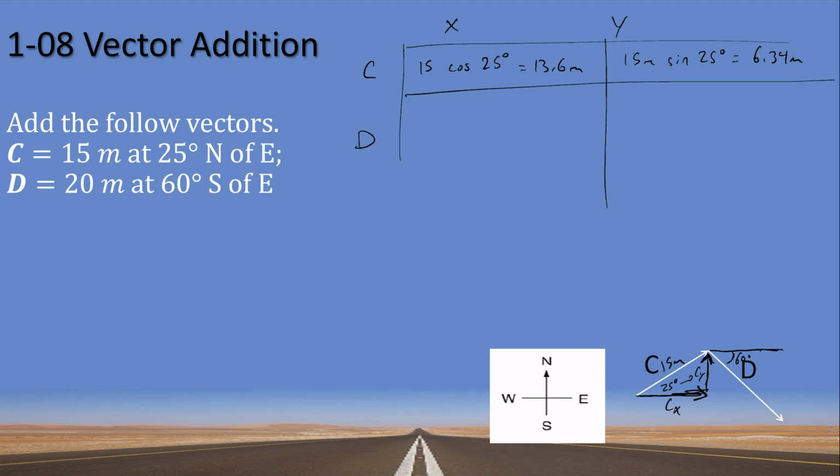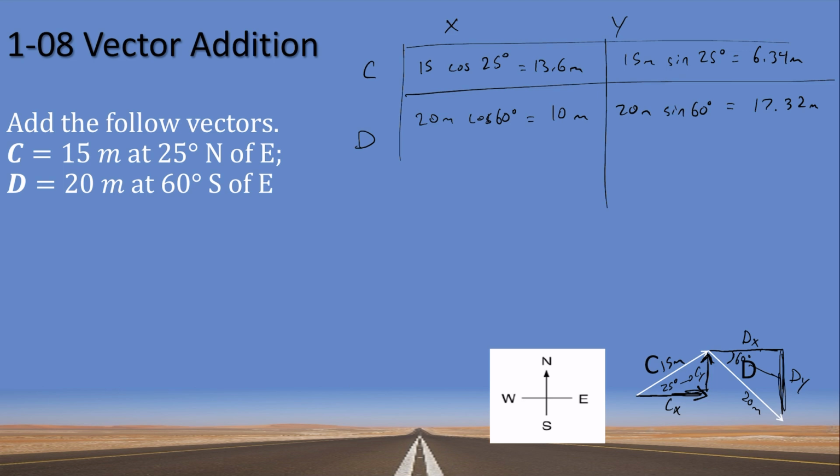Now for vector D, here's Dx, Dy, and D itself is 20 meters. X is the adjacent side, so it's going to be cosine. So it'd be 20 meters times cosine of the angle, which is 10 meters. The y is opposite the angle, so I'd use sine. So it'd be 20 meters times sine of the angle, which is 17.32 meters.